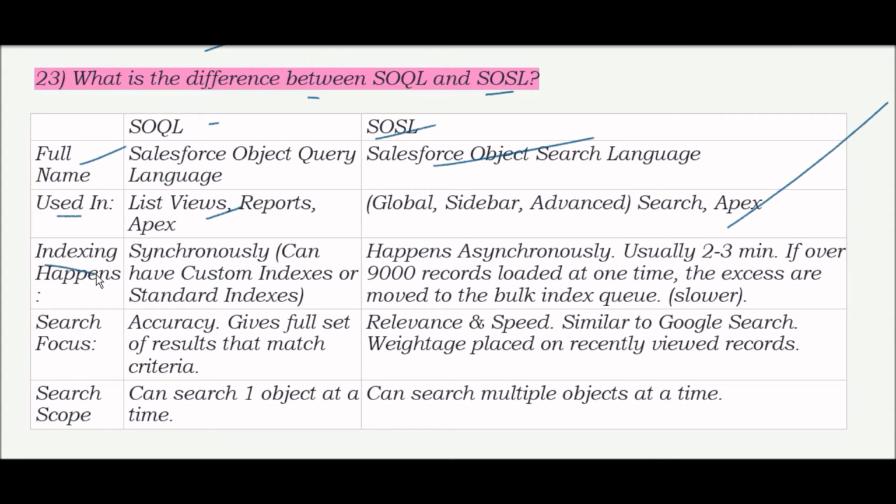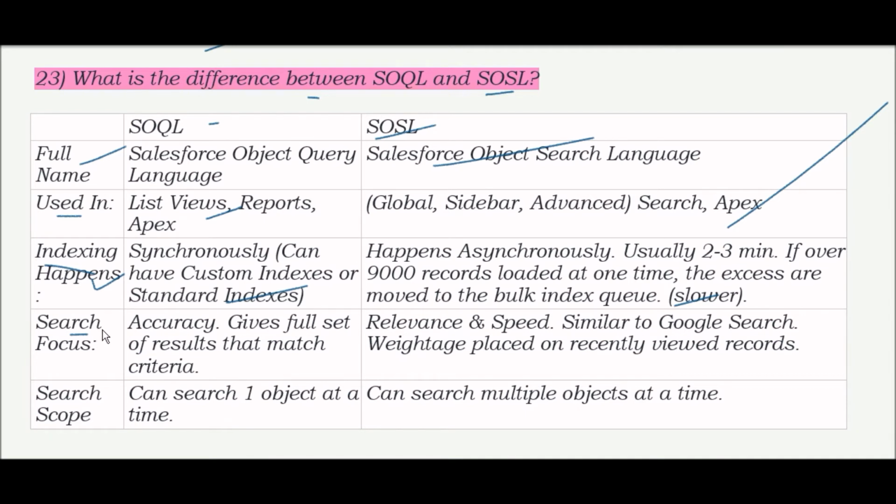In Salesforce Object Query Language, indexing happens synchronously, which means it can have custom indexes or standard indexes also. On the other hand, in Salesforce Object Search Language, indexing happens asynchronously. It usually takes 2 to 3 minutes only. If over 9,000 records are loaded at one time, the records are moved to the bulk index queue. This means it's slower.